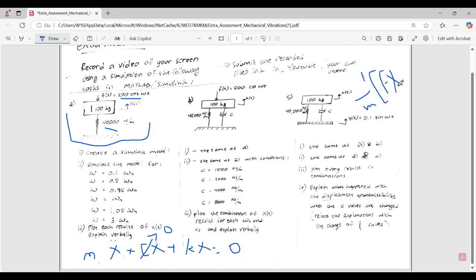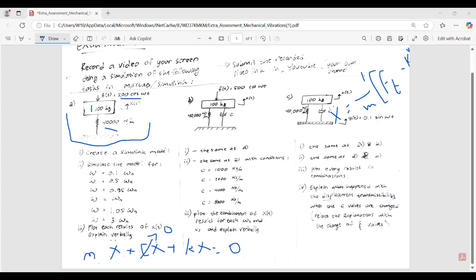Let's see just the equation. We need ft, not fx. Yes, ft minus kx. This is our equation. We convert to this because this is the ft. Okay, we need to put this in the simulator.